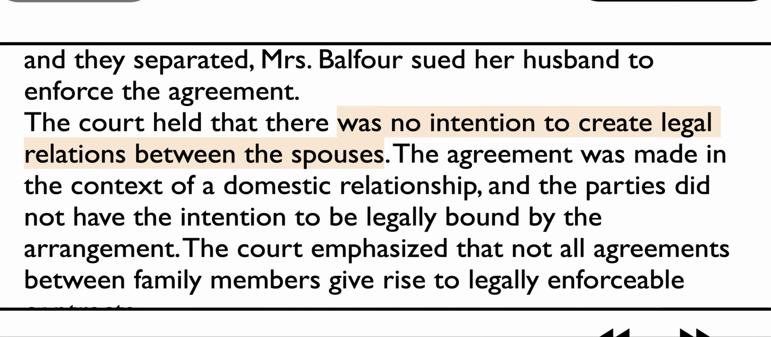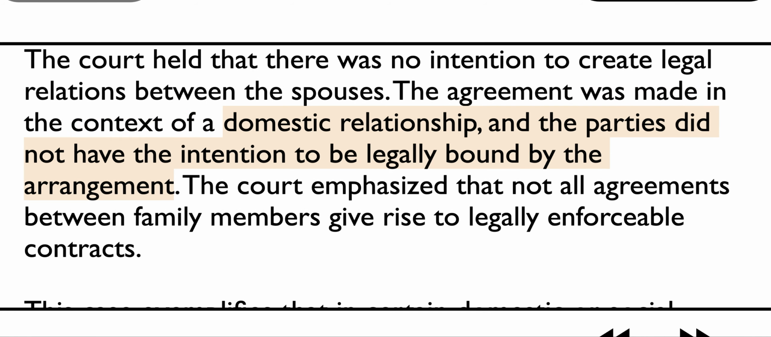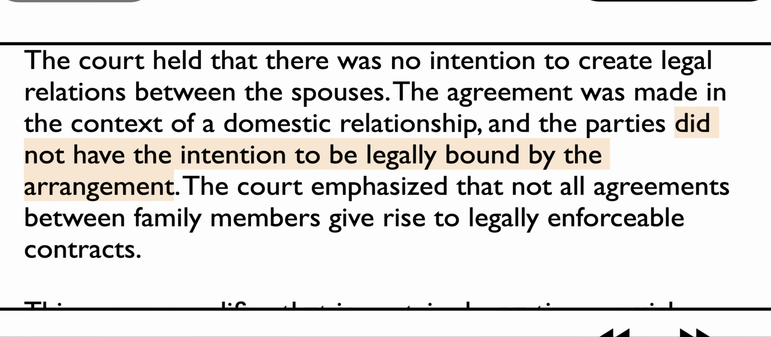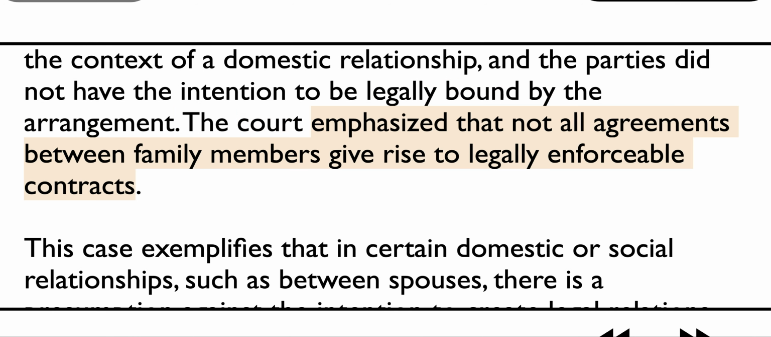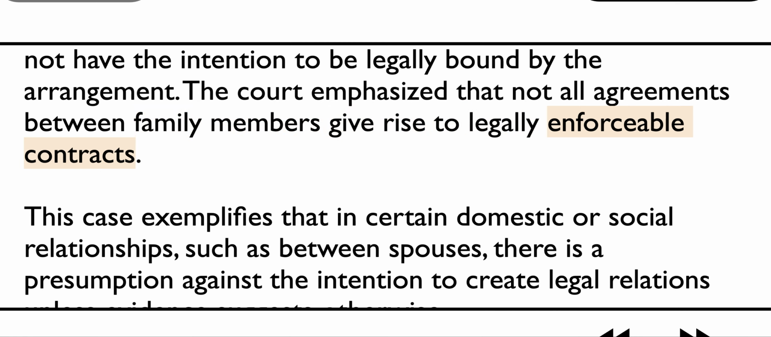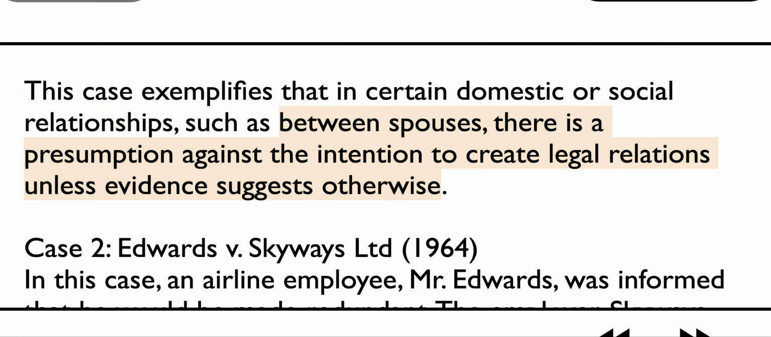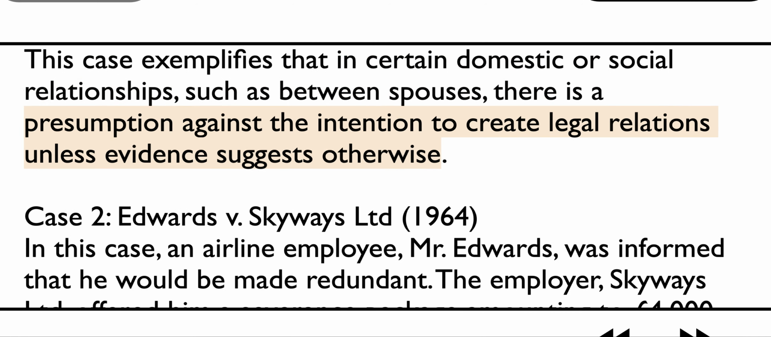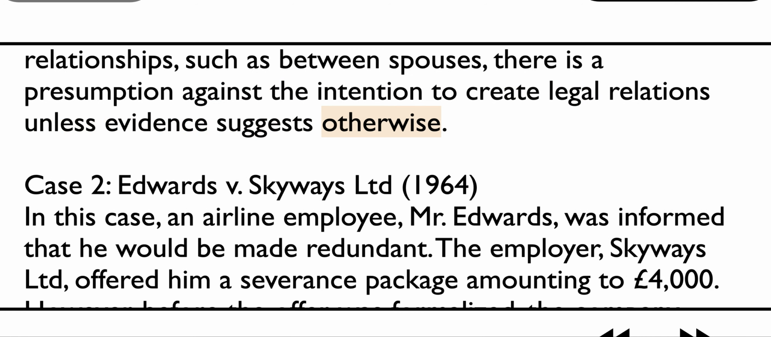The court held that there was no intention to create legal relations between the spouses. The agreement was made in the context of a domestic relationship, and the parties did not have the intention to be legally bound by the arrangement. The court emphasized that not all agreements between family members give rise to legally enforceable contracts. This case exemplifies that in certain domestic or social relationships, such as between spouses, there is a presumption against the intention to create legal relations unless evidence suggests otherwise.